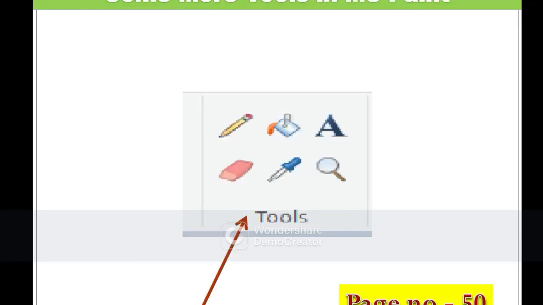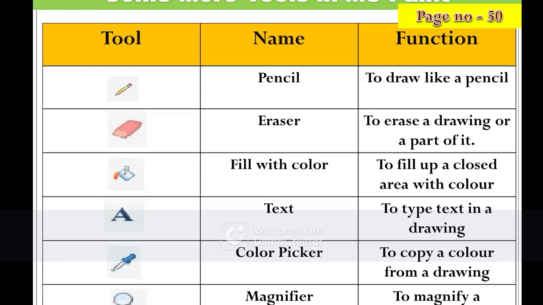Here we have some more tools in MS Paint. They are: number 1 is the pencil tool, to draw like the pencil you use on pen and paper. This is given in your book, page number 50. Eraser tool, to erase a drawing or a part of it. I will show you this. Fill with color, right now we did this, to fill up a closed area with color. And you have the A tool, that is the text tool, to type text in a drawing.